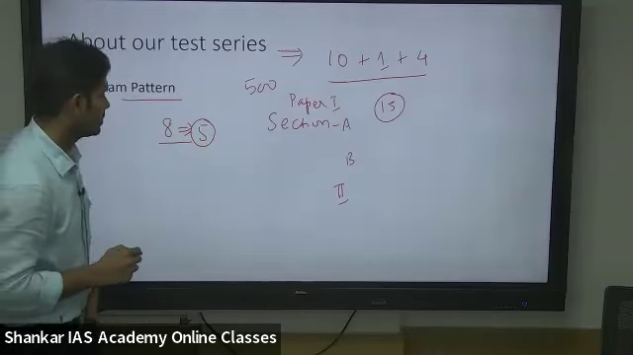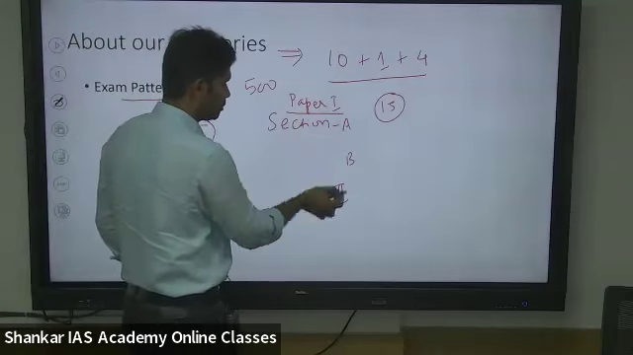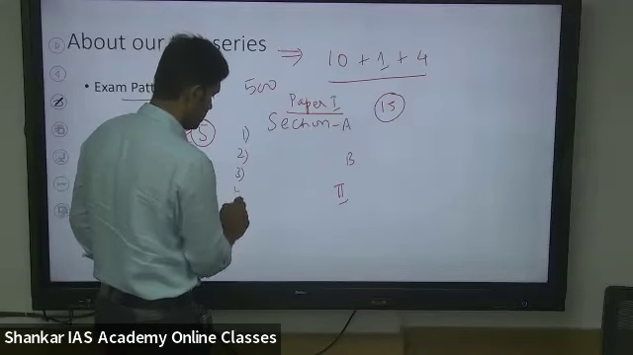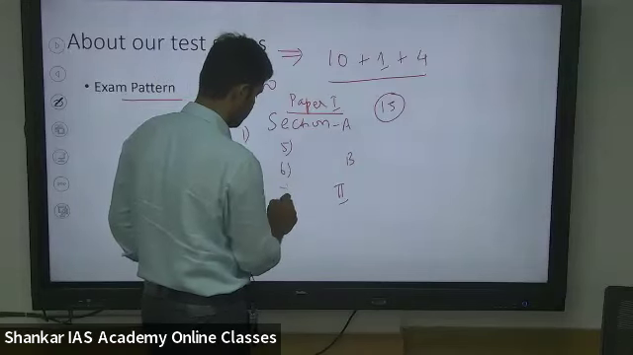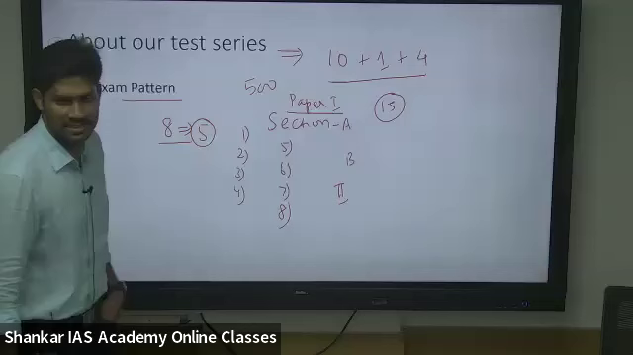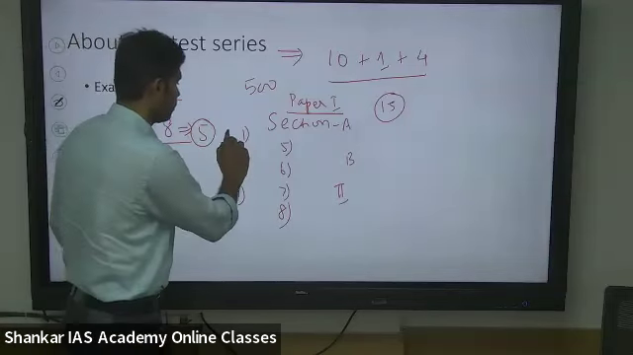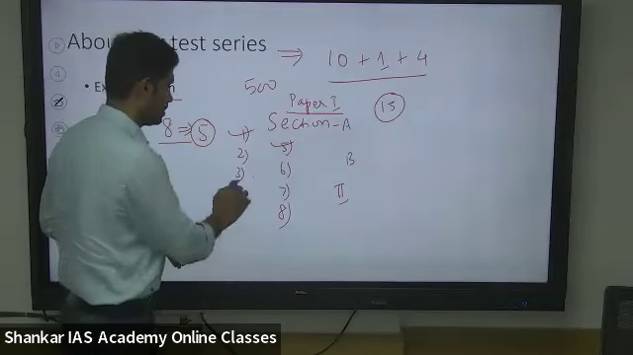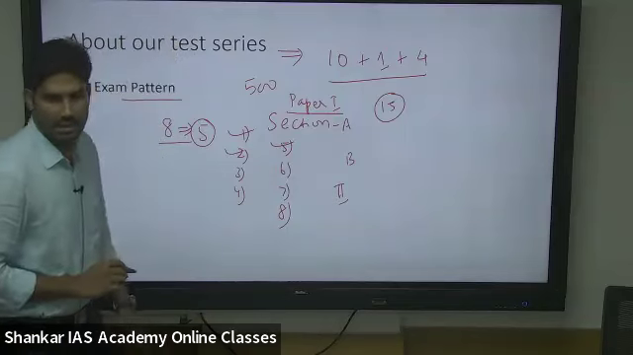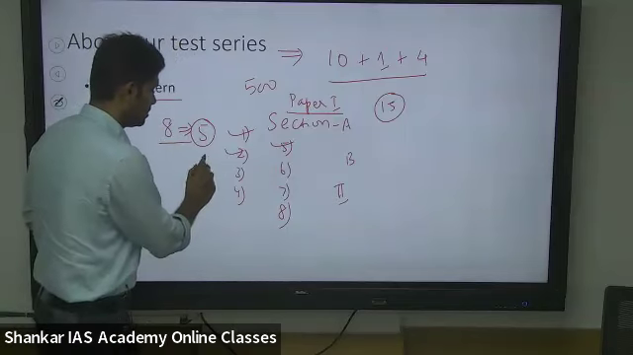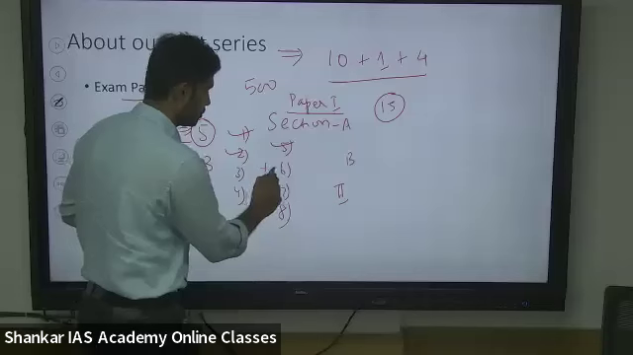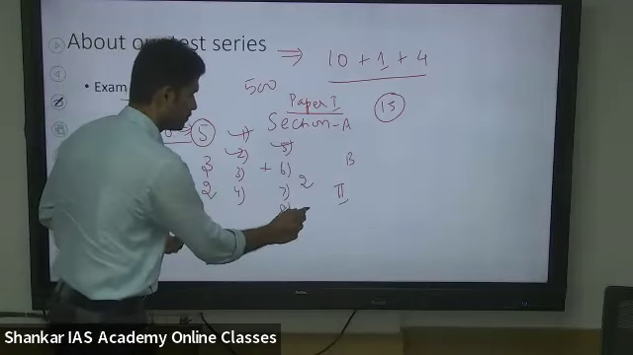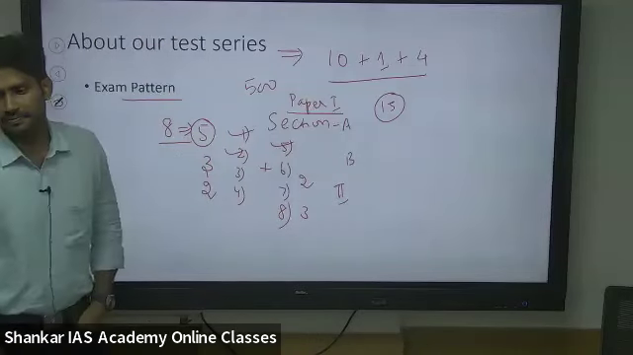The questions are divided into 2 sections: section A consists of 4 questions, section B, 4 questions. This is the exam pattern. Question number 1 and 5 are compulsory. Out of the remaining questions, you have to choose at least 1 question from each section. Either you can select 3 questions from section A and 2 questions from section B, or 2 questions from section A and 3 questions from section B. This is the condition.